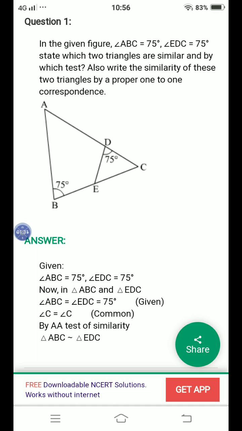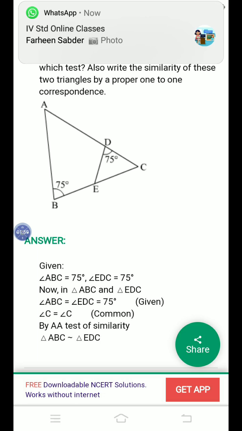Triangle ABC is given. In that triangle, one more triangle is there, EDC. And the given condition is angle ABC is equal to angle ADC, 75 degrees. That means one angle we got congruent to each other, and one thing is given, angle C is common in both. So it is easy for us to prove the triangles similar to each other by the AA test. Angle ABC is congruent to angle EDC, that is 75, and angle C is common in both.